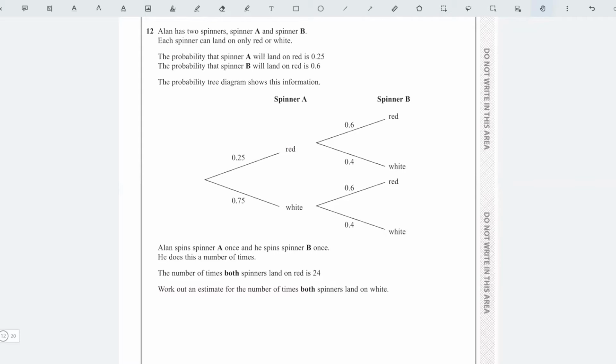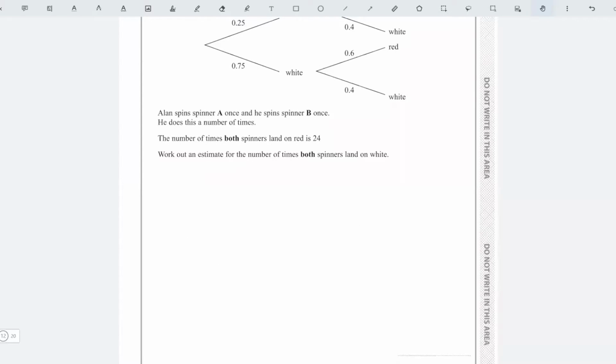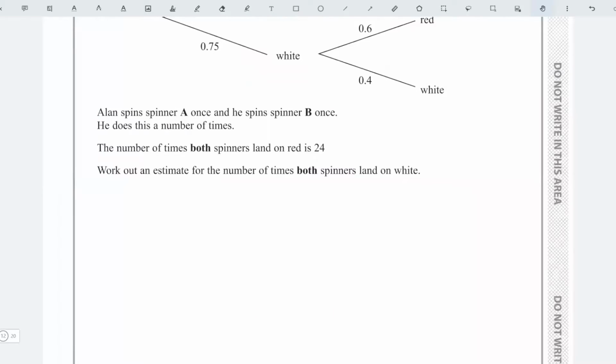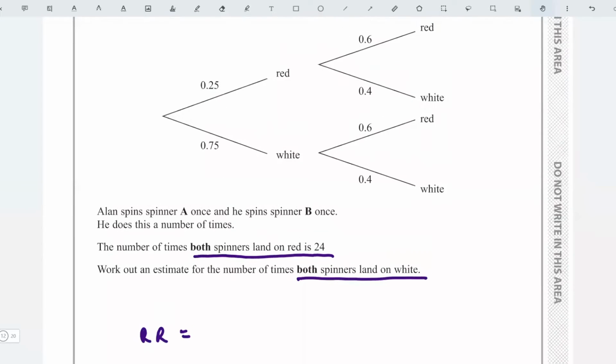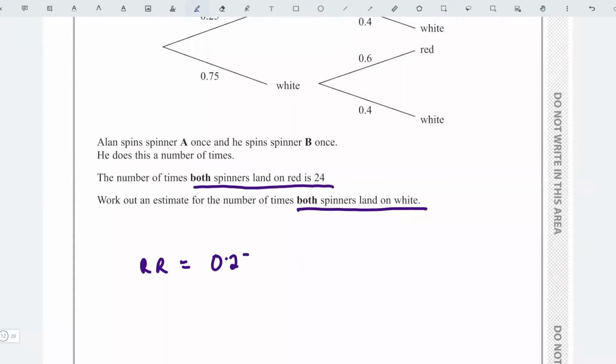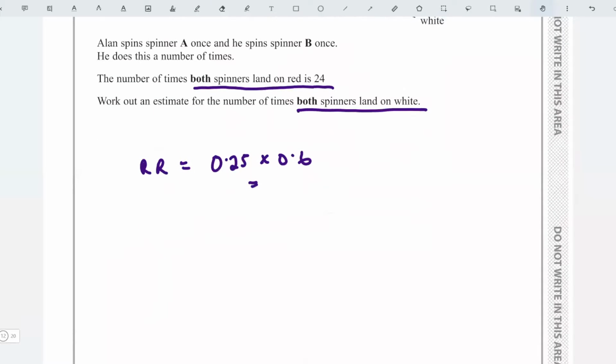So, lots of different ways of doing this. It says both spinners land on white. So, first of all, it tells you that both spinners land on red is 24. So red, red. What's red, red? 0.25 times 0.6. That's 0.15, which is equal to 24. Yeah?